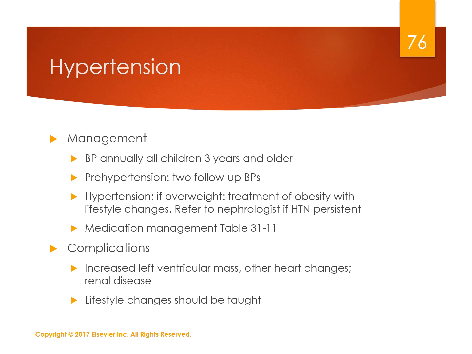Medication management, table 31-11. I think it's actually table 31-10. All of these tables seem to be off in this chapter. Table 31-10 talks about the antihypertensive medications for children and what class they're in, and initial dose, maximum dose, and dosing intervals. So that's on pages 787 and 788. Complications, we may see increased left ventricular mass, other heart changes and renal disease, and lifestyle changes should definitely be taught.